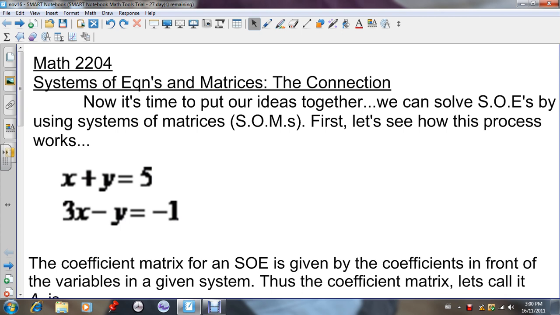Today we're going to look at systems of equations and matrices. The connection. Sounds like a good movie, eh?